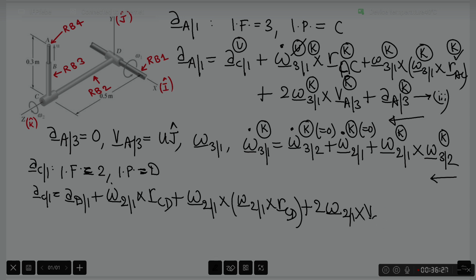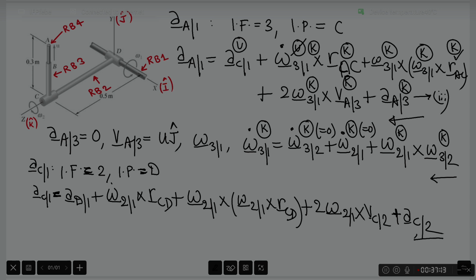I have to be careful with these indices. This is AC2. I want to review it once more after writing to ensure I have not made any mistakes. AC1 is AD1 plus the remaining terms. I believe it is correct.